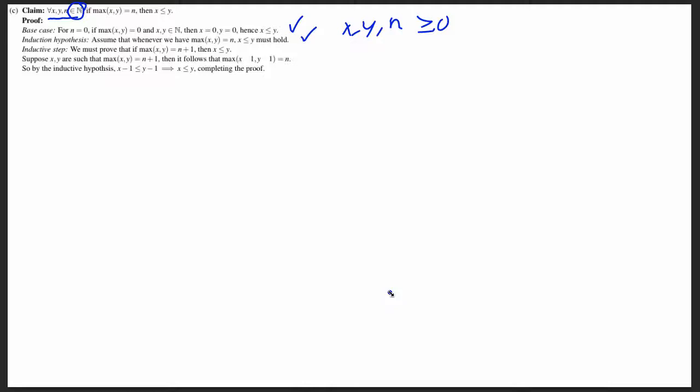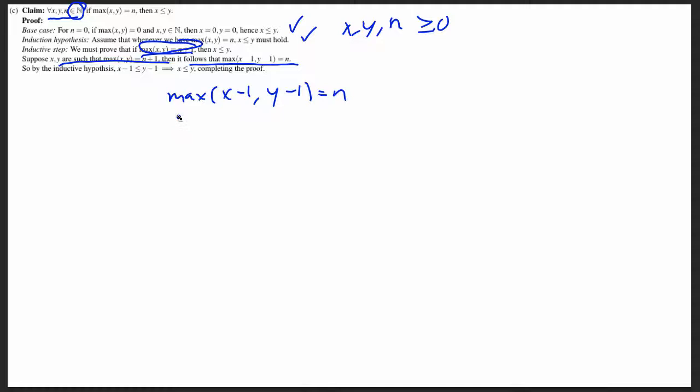Now, if we want to prove that for all x and y, max of x and y is equal to n plus 1, then x is less than or equal to y, this step looks fine, right? Because we're just supposing this if part. But the next step is where the problem happens. So max of x minus 1, y minus 1 is equal to n.